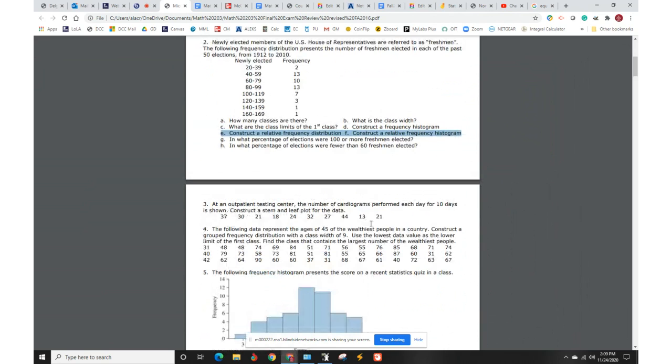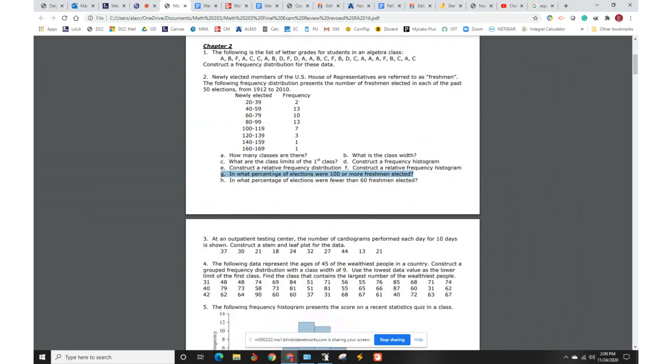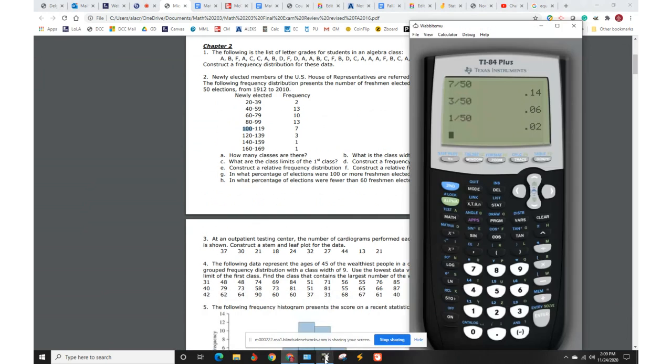And then just to look at some questions, in what percentage of elections were 100 or more freshmen elected? So this right here is the number of freshman senators that were elected. So like right here, it's 100, and it says 100 or more. So in order to answer this question, you would add up 1, 2, 3, and 4, those 4 things. So that's 12 divided by 50. So 0.24, which is 24%.